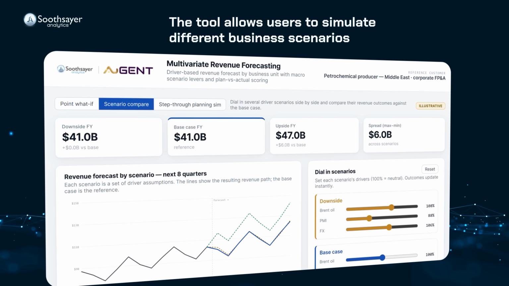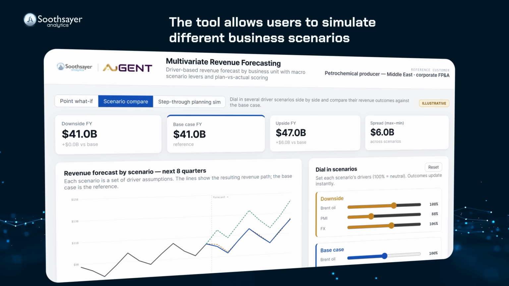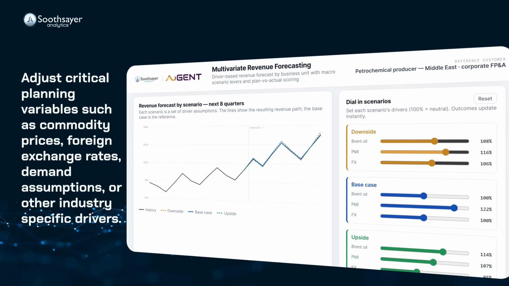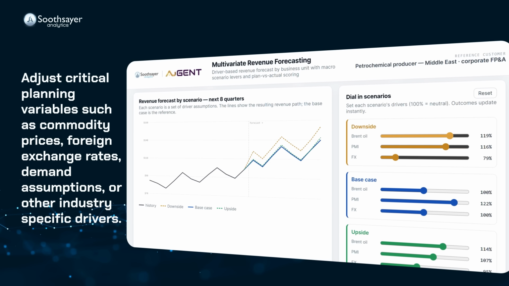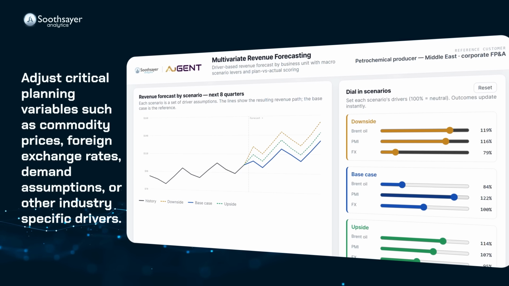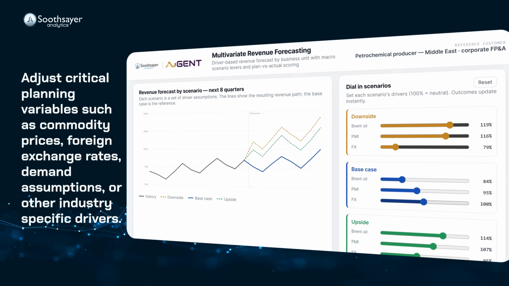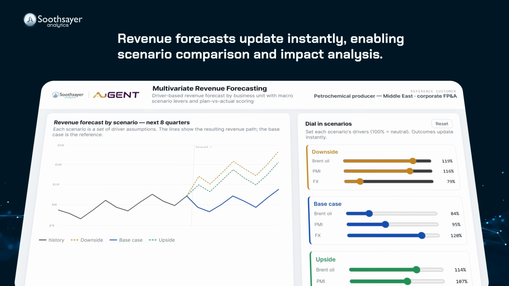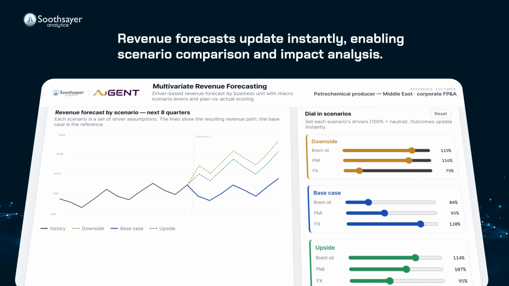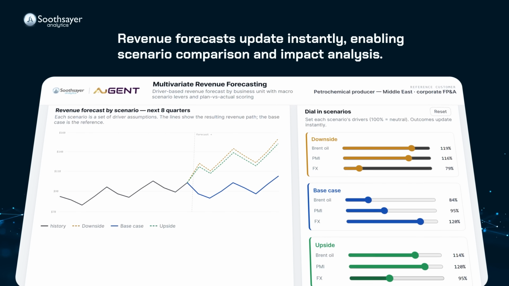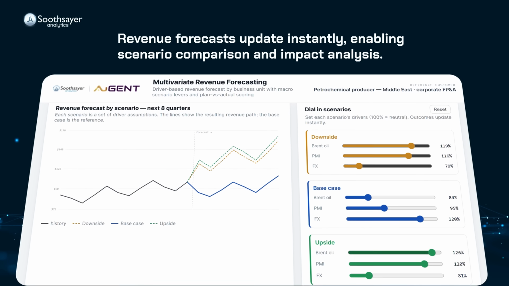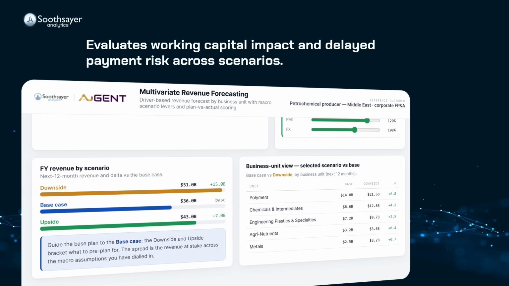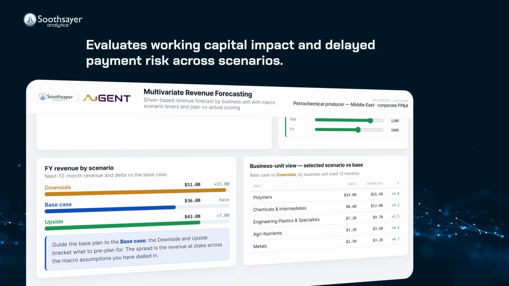The tool allows users to simulate different business scenarios by adjusting critical planning variables such as commodity prices, foreign exchange rates, demand assumptions, or other industry-specific drivers. As each variable changes, revenue forecasts update instantly, allowing planners to compare multiple scenarios and understand their financial implications before decisions are made. Beyond revenue forecasting, the platform evaluates the impact on working capital.